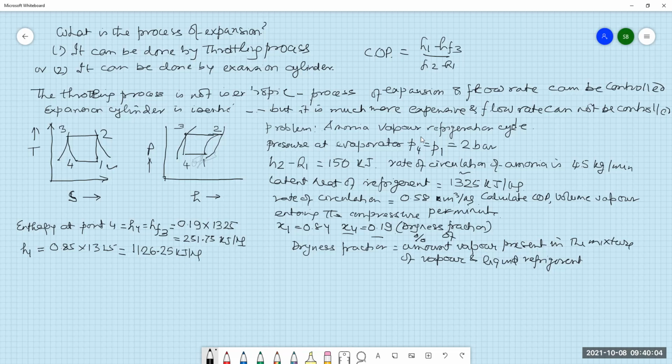So as 85% of the vapor is vaporized, 85% of the latent heat is absorbed at point 1. So H1, or the heat content at point 1, is obtained by multiplying the latent heat of vaporization with the dryness fraction given at point 1. So we got the enthalpy at point 4 and the enthalpy at point 1, which means we get the refrigerating effect.